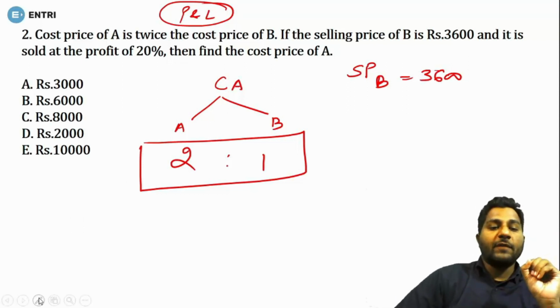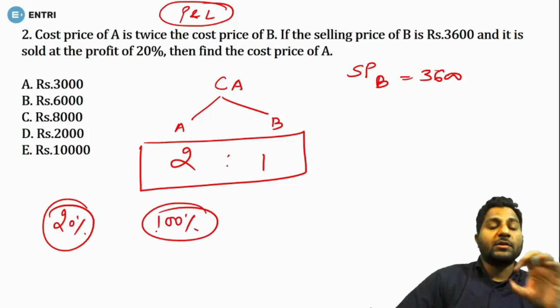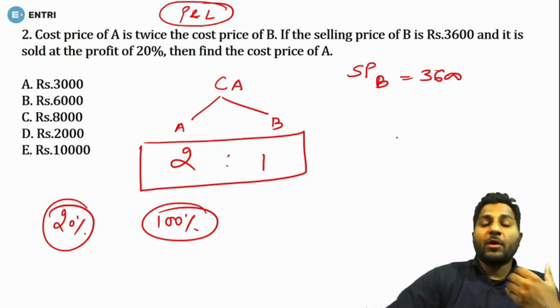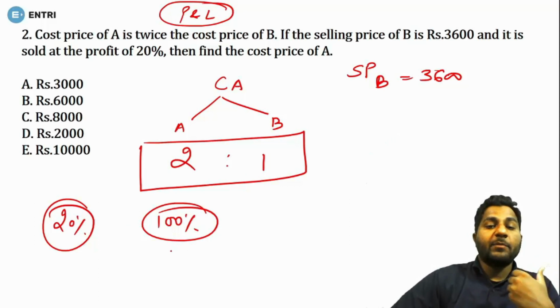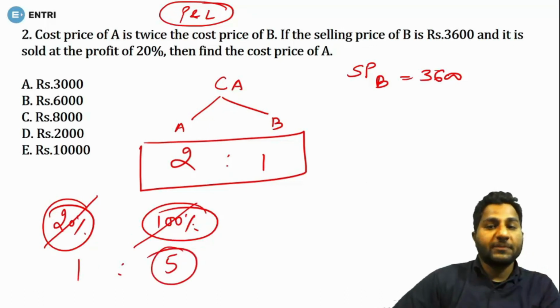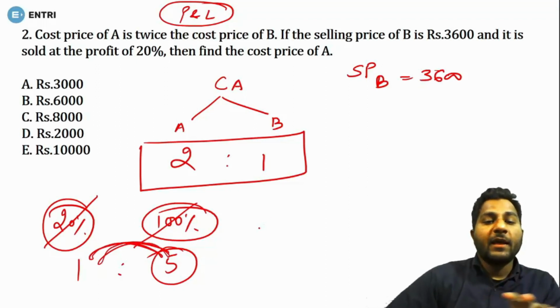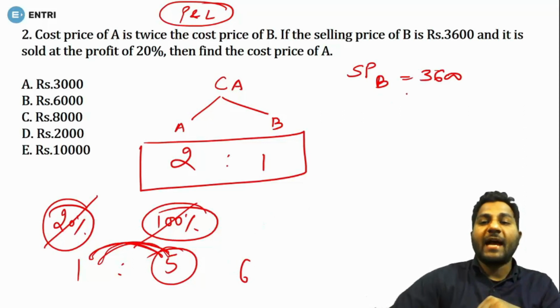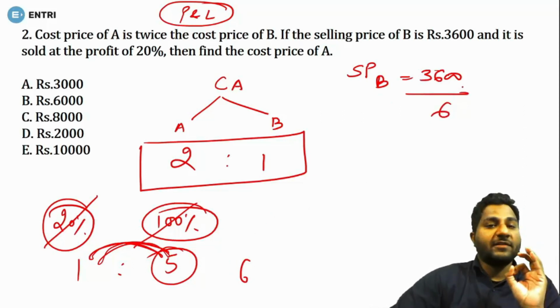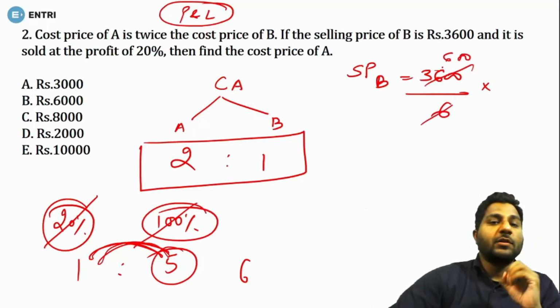So if you are selling it at 20% profit, that means out of 100, you know that profit or loss has to be compared with cost price, and this 100% will be the cost price. So 1 ratio is the profit on 5 ratio of cost. That means the whole selling price will become 6 ratio, and that has to be equivalent to 3,600. So 1 ratio equals 600.